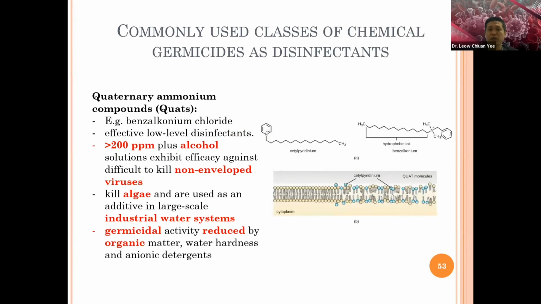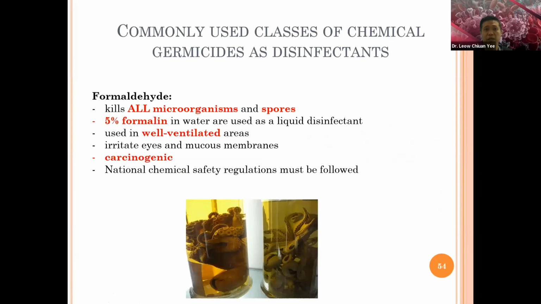Another one is sometimes known as quats. Quats here, the chemical compound is usually benzalkonium chloride, usually at more than 200 ppm. If used together with alcohol solutions, it shows efficacy to kill non-enveloped viruses like COVID-19. Of course, quats have been widely used in industrial water systems to reduce the organic materials there.